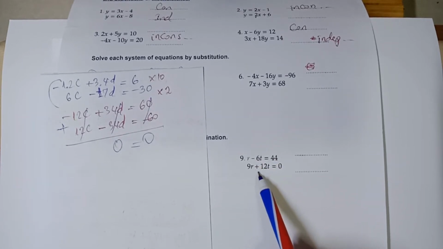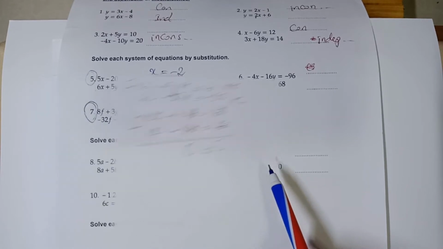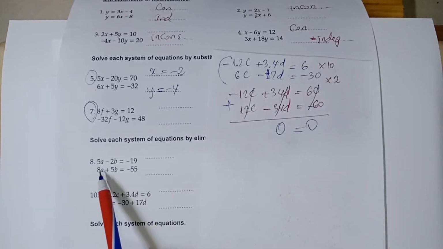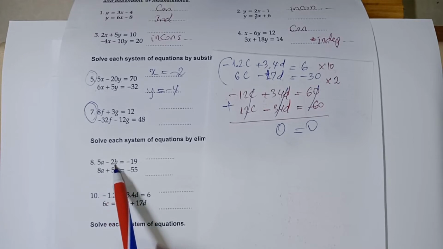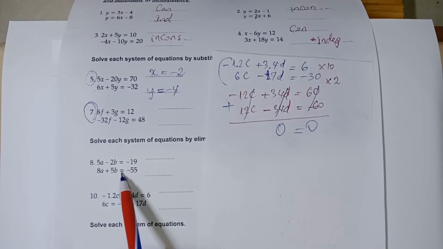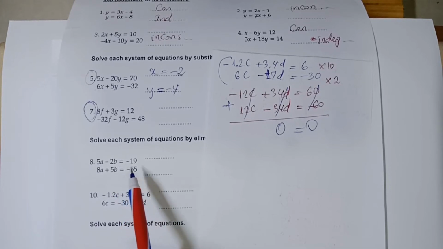So once you find the value of r, you use the value of r to substitute to get the value of t. The same way with this, once you get the value of a, use substitution to get the value of b. You can substitute that value of a in either of these two equations to get the value of b. Okay?